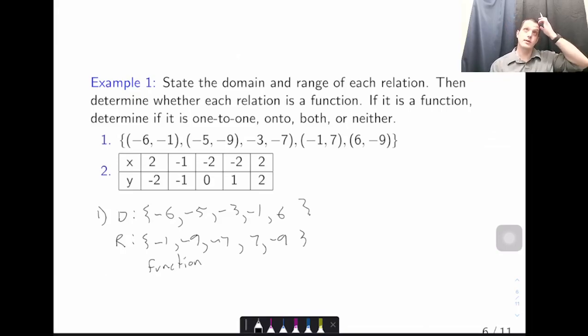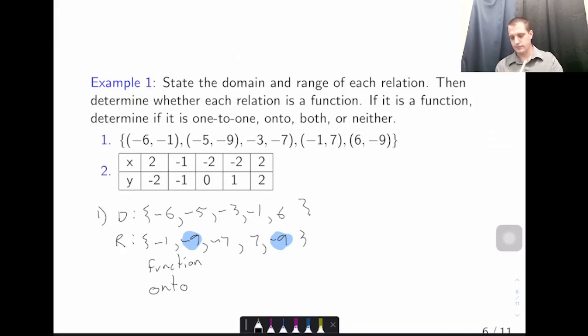So now the question comes down to, is this one-to-one, onto, both, or neither? Well, let's look at our y's here. It looks like we have two different places where the y's are the same. We have a -9 and we have a -9. We have different x's for those ones. So I'm going to go ahead and say that this is an onto. One way to think about this is since we have two y's that are the same, it's onto. All right, that was a little silly, but let's go ahead.